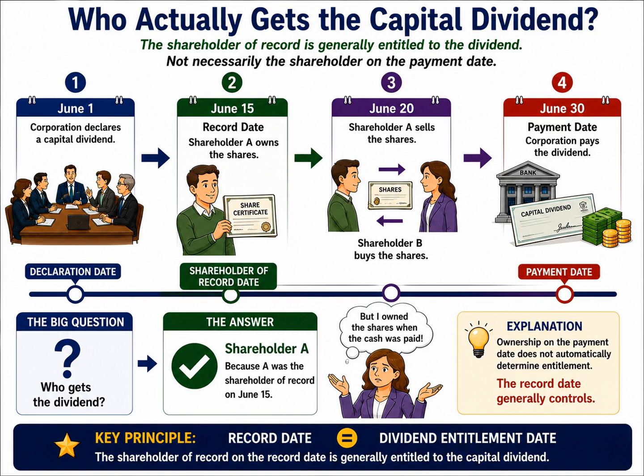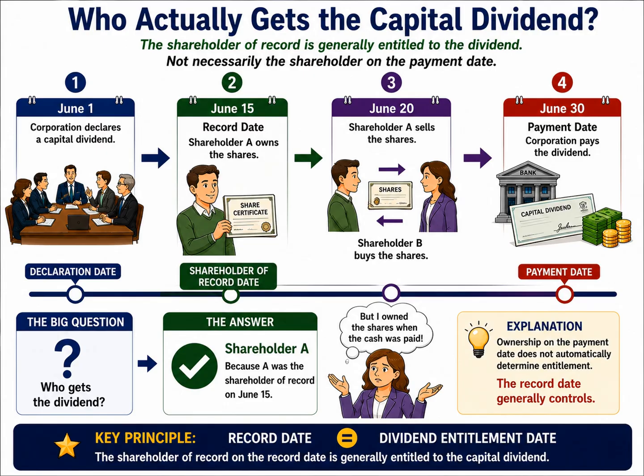Finally, on June 30th, the payment date arrives. The corporation pays the capital dividend. So who gets the money? The answer is shareholder A. Why? Because shareholder A was the shareholder of record on June 15th. That record date established the legal entitlement to the dividend.